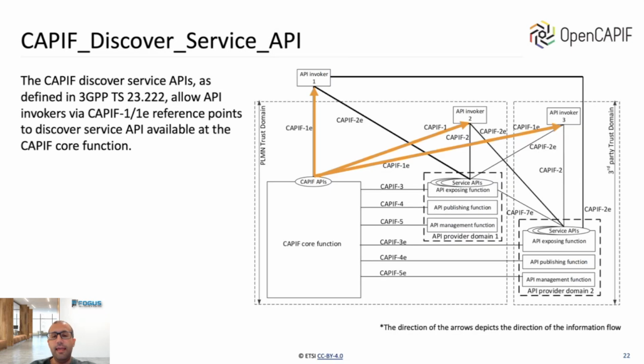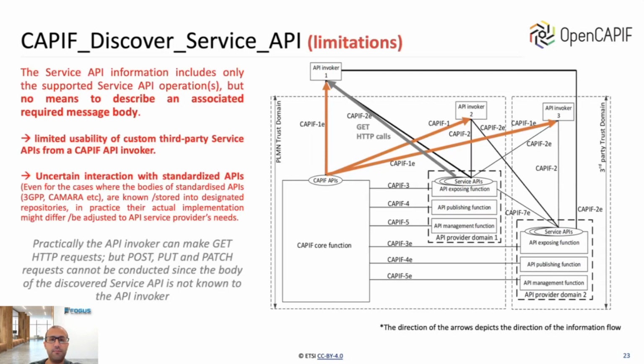And then we have the discover API, which is used by the invoker in order to get back which APIs are exposed in the trust domain by the API providers. So here is the limitation. As I showed you before, there's no description about the body structure of the APIs. And this has, let's say, a twofold limitation.